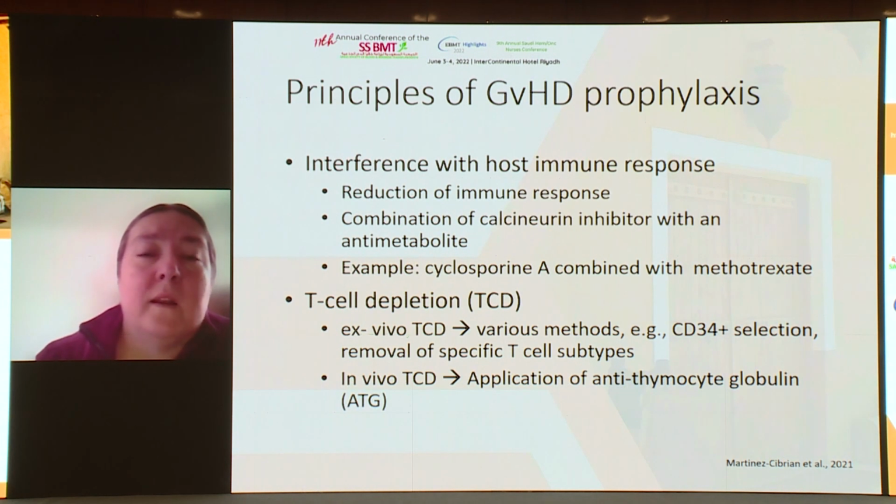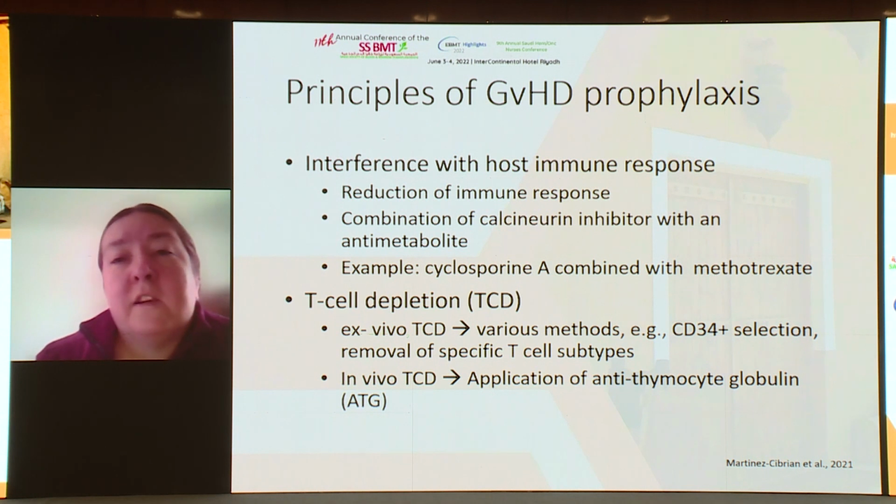So let's have a look at the principles of GVHD prophylaxis. We can, on one side, have an interference with the host immune response, where we have a reduction of the immune response. And here we apply a combination of a calcineurin inhibitor with an anti-metabolite, for example, cyclosporin A combined with methotrexate.